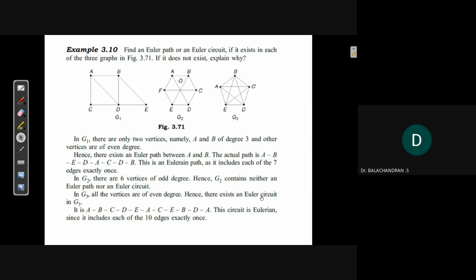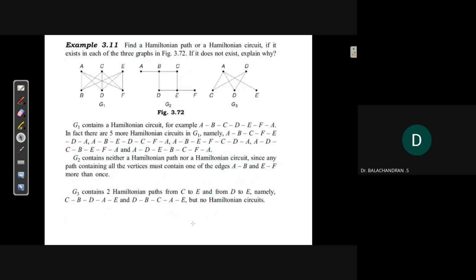So in G3 all the vertices are even degree. Hence there exists an Eulerian circuit in G3. Namely, A to B, B to C, D, E, and then A to C, C to E, B, D, A. So it contains all the edges exactly once. So this circuit is Eulerian since it includes each of the 10 edges exactly once.